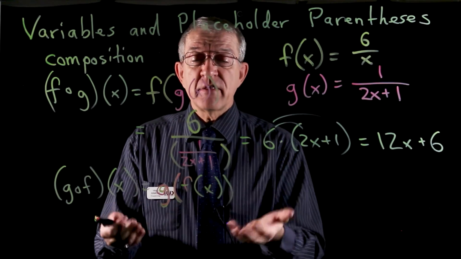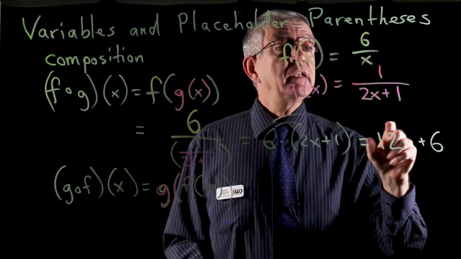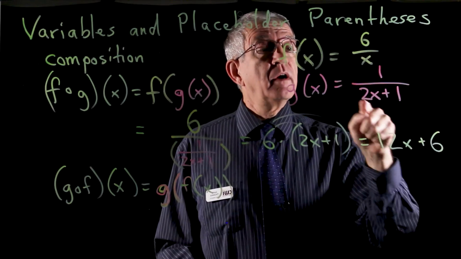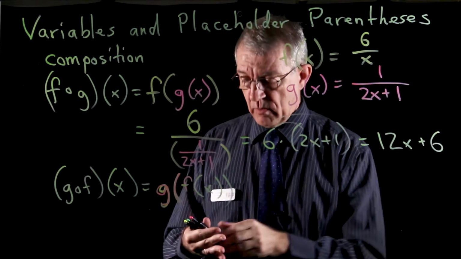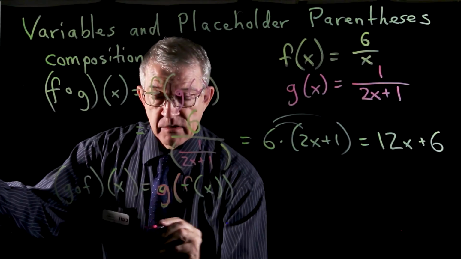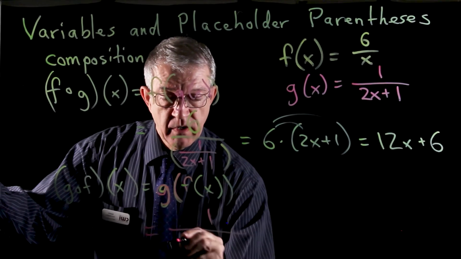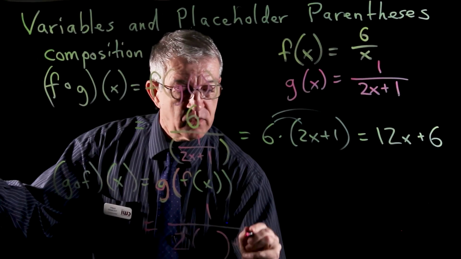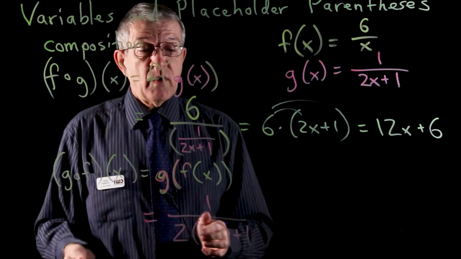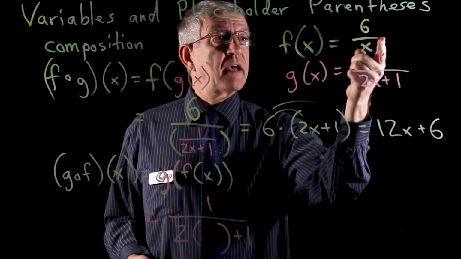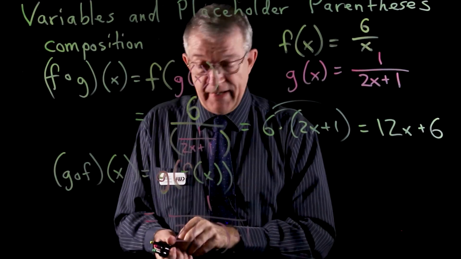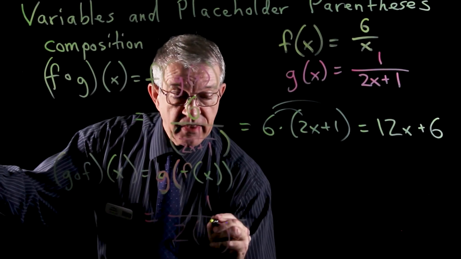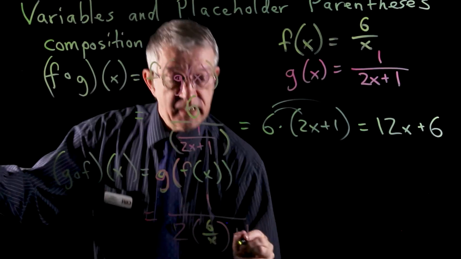I need to get the shape of G. What does G look like? It looks like 1 over 2 times something. Those will be my placeholder parentheses. So here we go. 1 over 2 times something plus 1. And then the question is, what's the something? It's f of x. That's 6 over x. And again, I'm doing all of this without having to think very hard, which is nice.